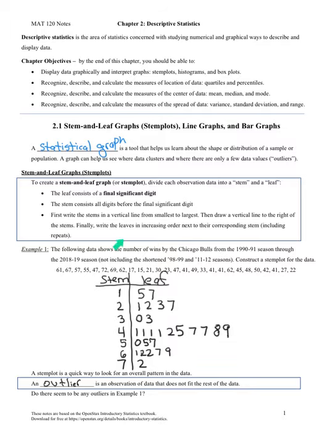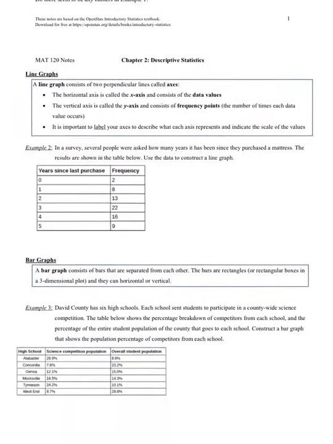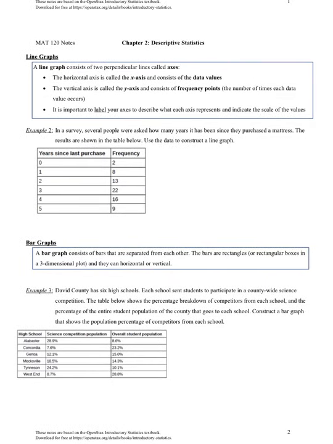Let's go on to the next type of graph, and that will be our line graph on the next page. In example 2, we have data that shows when several people were asked how many years it has been since they purchased a mattress. And it looks like 2 people recently bought their mattresses. 8 people bought their mattresses a year ago. 13 people bought the mattresses 2 years ago, and so on.